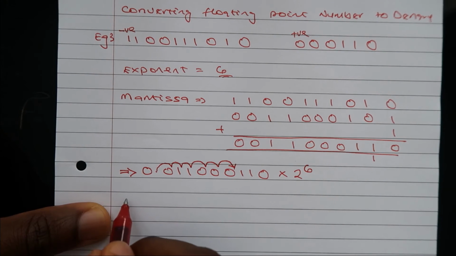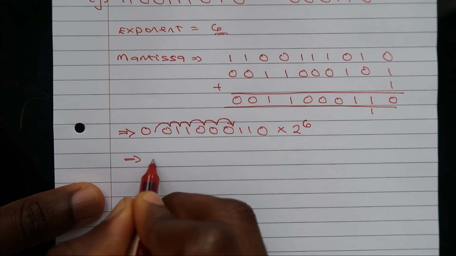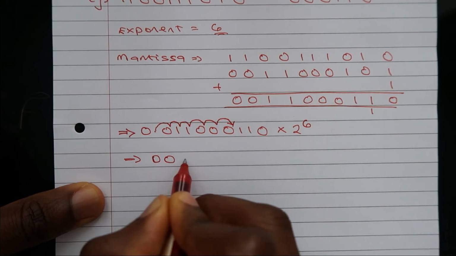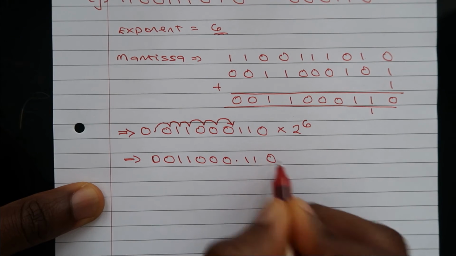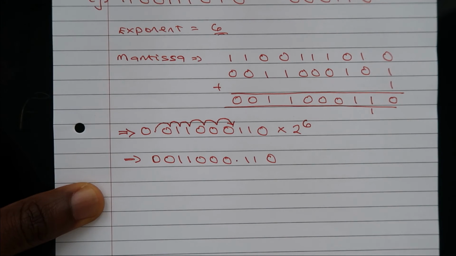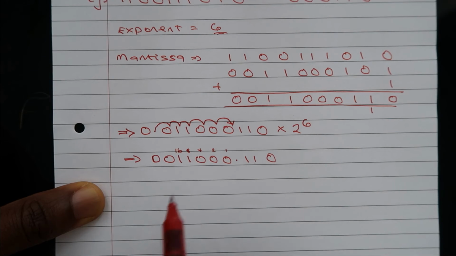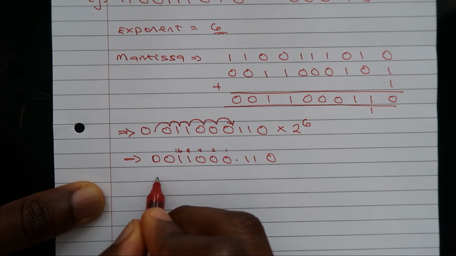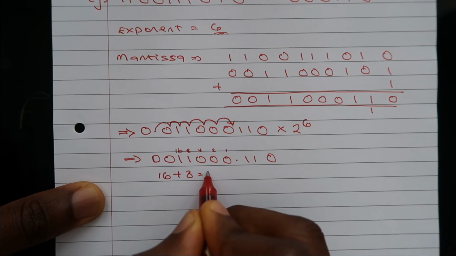Which means I now have, I write it in full, 1 1 0 1 1 0. Okay, so this is the value that I now have. So I have 1, 2, 4, 8, 16. Okay, so for these values here, I have to say 16 plus 8. And this gives me 24.